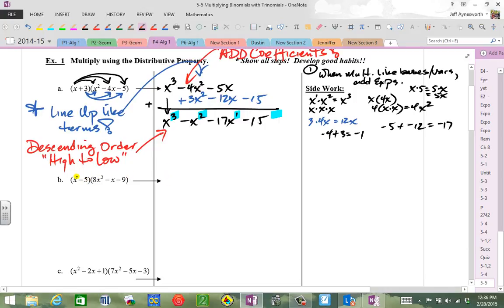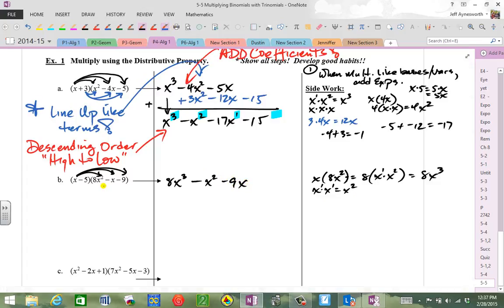Next one, we've got x times 8x squared. That's 8 times x squared, which is 8x cubed. Why? Because when you multiply like variables, you add your exponents. So I get 8x cubed here. And then I've got a minus sign here, so I write minus x times x. Well, that's simple, you better know that. That's just x squared. X times x is defined to be x squared. So we've got a minus x squared here, and then first times third, x times -9, is -9x.